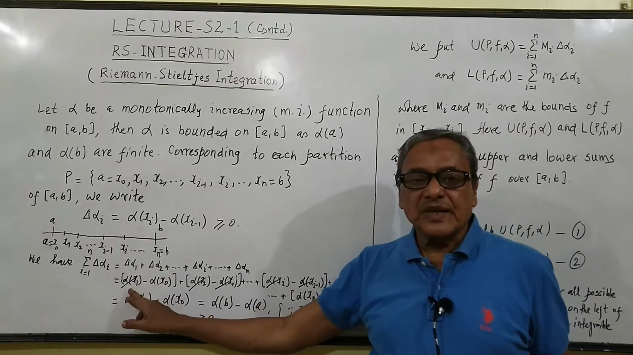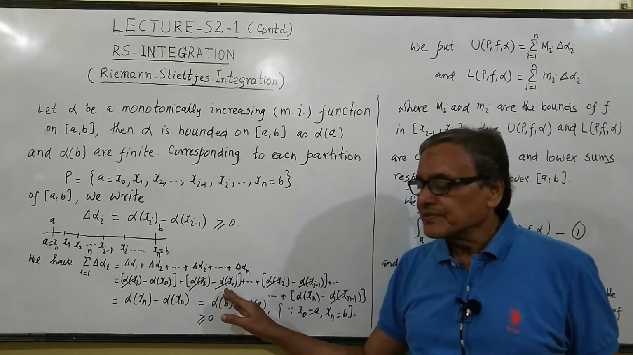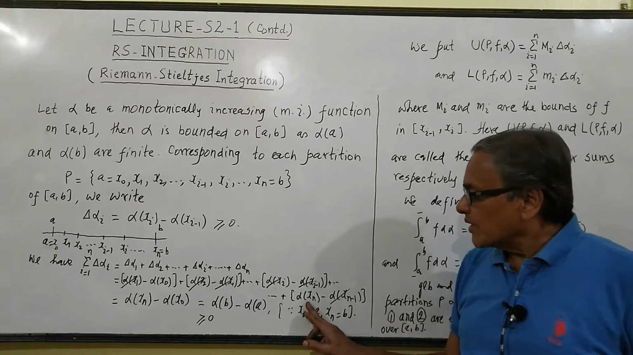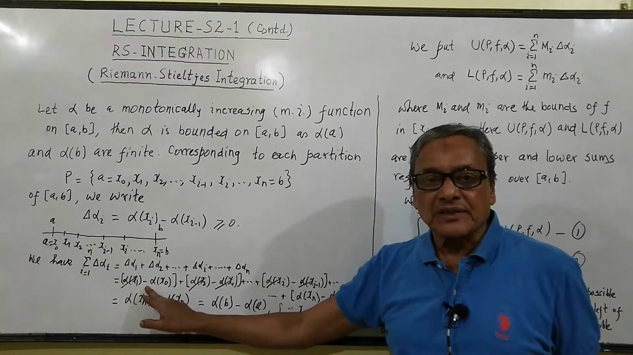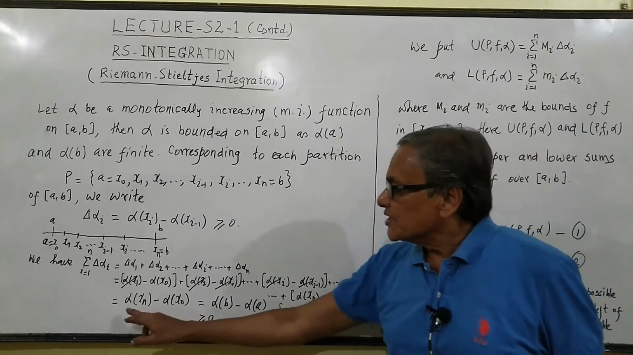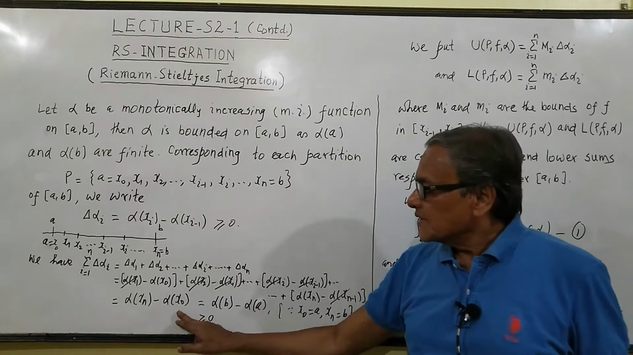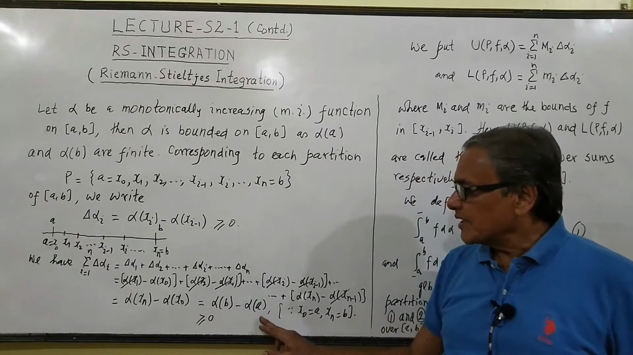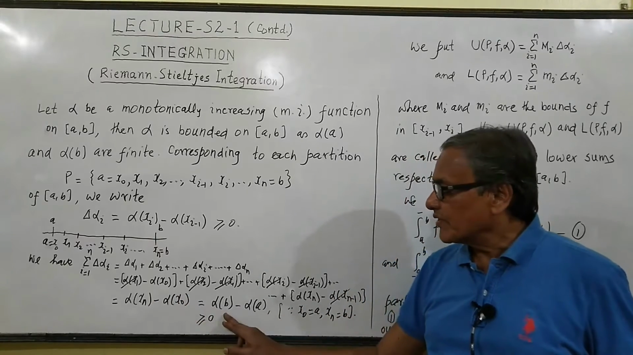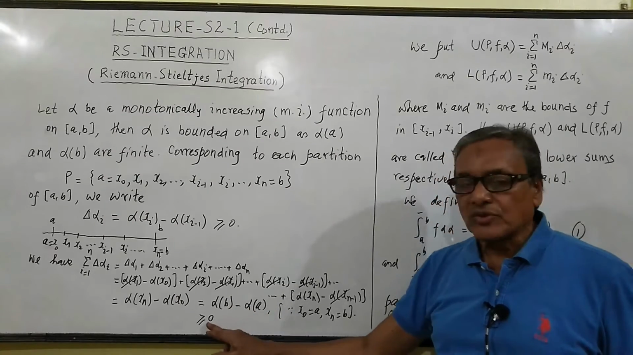So the first term of each bracket will cancel out with the second term of the next bracket, and we will be left with only these two terms, plus alpha(xn) and minus alpha(x0). All remaining terms will cancel out. So this is equal to alpha(xn) - alpha(x0), and this will be equal to alpha(b) - alpha(a) because xn is b and x0 is a. Because alpha(b) is greater than alpha(a), this is also positive.